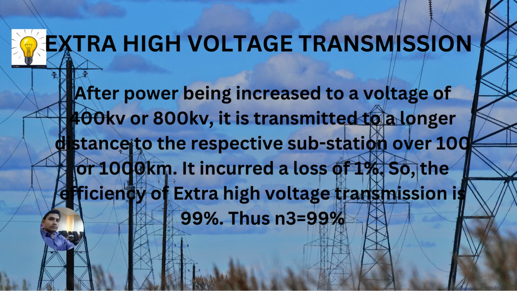It is transmitted over a longer distance of 100 or 1000 kilometers. During this process, it incurs a loss of 1%. So, the efficiency of the extra high voltage transmission is 99%. Thus, N3 is equal to 99%.